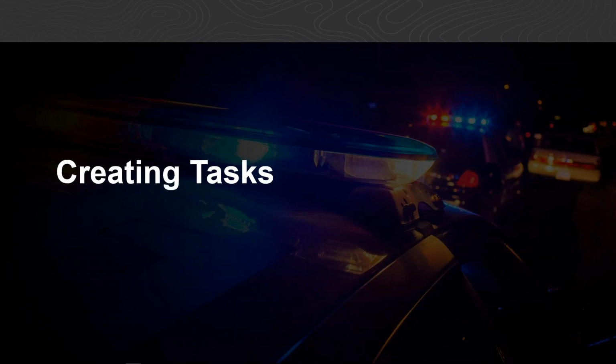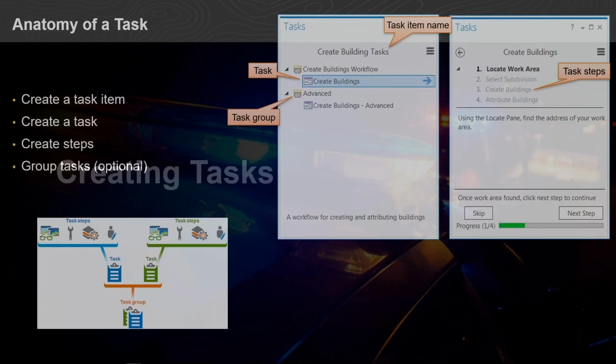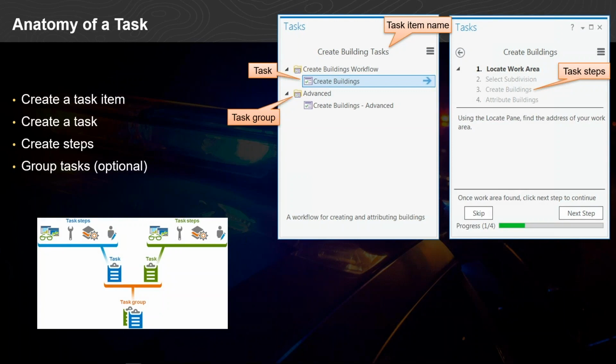So let's start by talking about how you go about creating a task. The first thing you need to know about a task is the overall anatomy of a task. When you first go to create a task, what you're creating is a task item. A task item is basically the holder for any number of individual tasks that you want to create. So as you can see in these screenshots, we first build a task item, and in that task item, we can have multiple tasks, which if we want to, we can group into task groups.